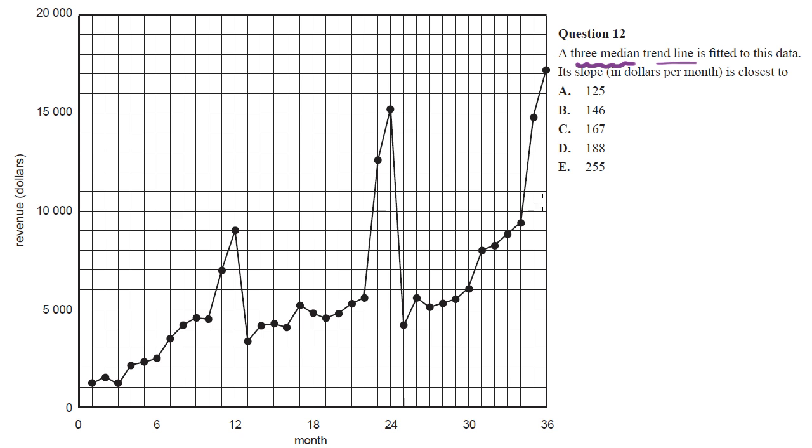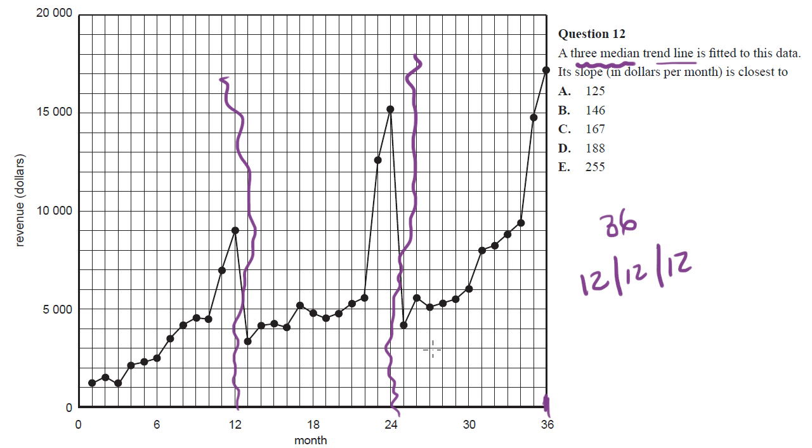Okay, so what's the first step for a 3-median regression line? We need to split it into 3 groups. Now, how many points have we got altogether? We've got 3 years, so there's 36 points here. So we've got 36, we'll put them in 3 groups of 12. After this 12th month here, that can be my first group, and after the 24 here, that can be my second group.